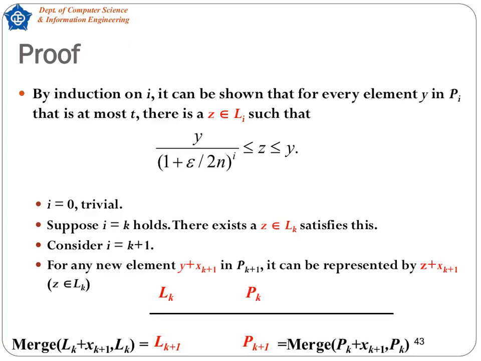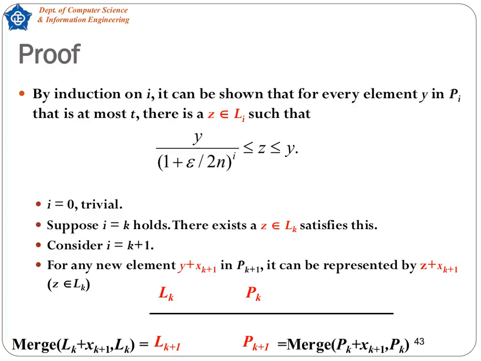Building on our previous slide, we now give an inductive proof that, at each step i, every sum y in the prefix set P has a closely matching element z in the trimmed list L, satisfying y divided by 1 plus epsilon over 2n is less than or equal to z is less than or equal to y. Let's start with the base case, i equals 0. Here, P and L both contain just the value 0, so the claim holds immediately. Now assume the statement is true for i equals k: every y in P has some z in L with the required bounds. We'll show it then holds for i equals k plus 1.